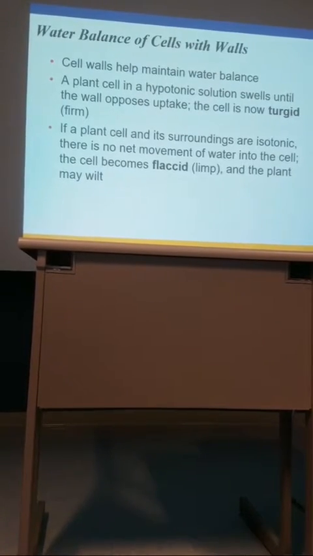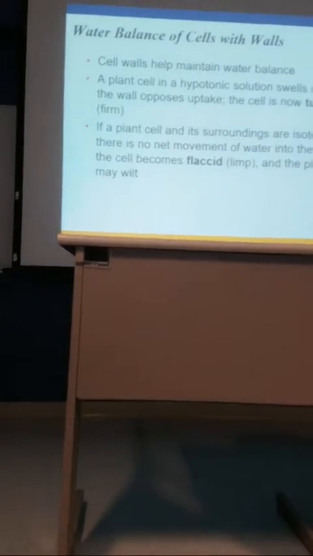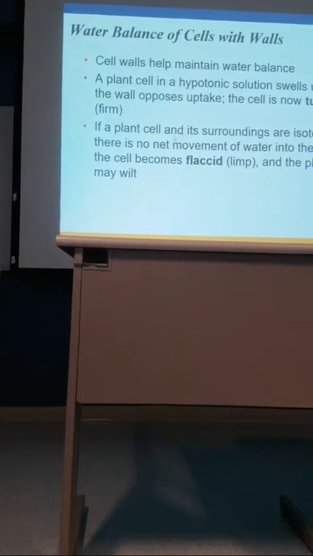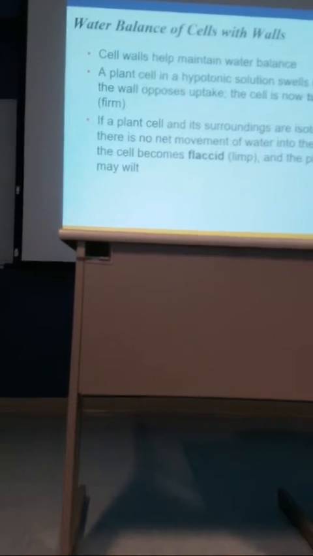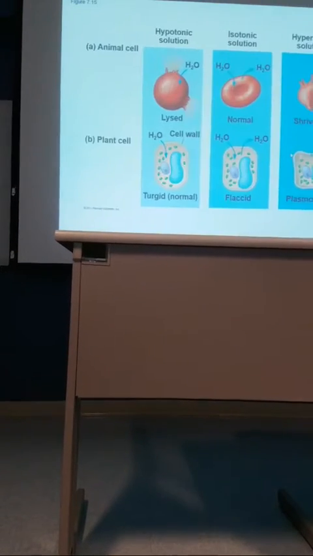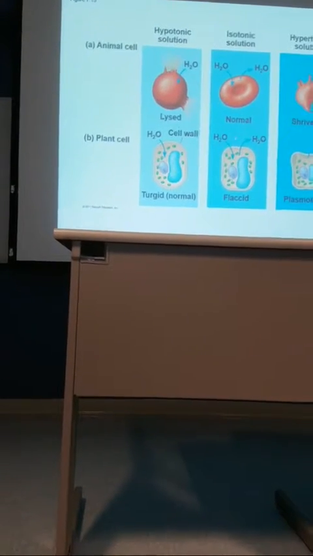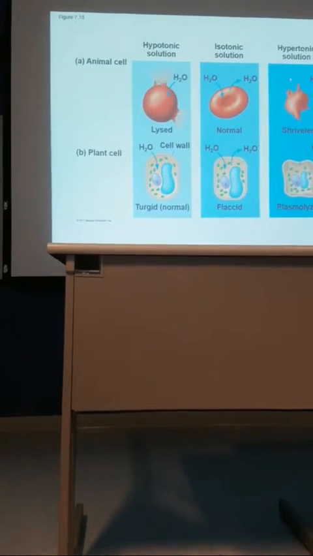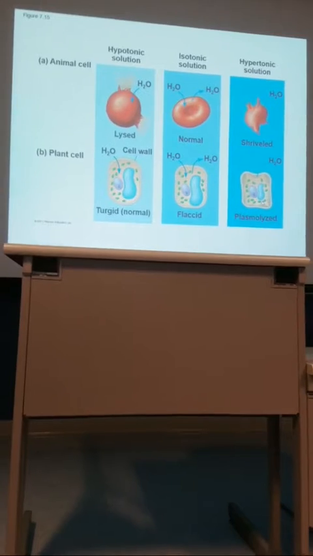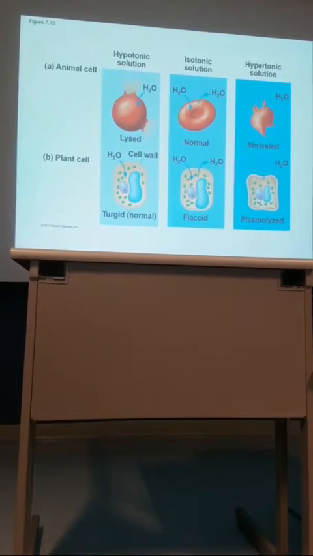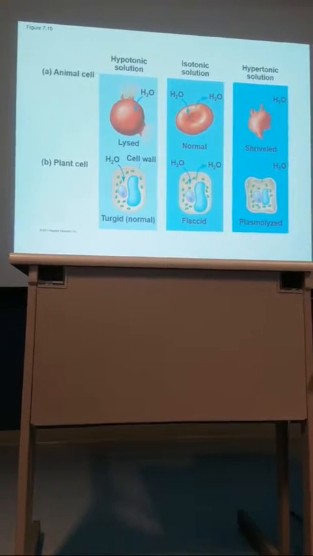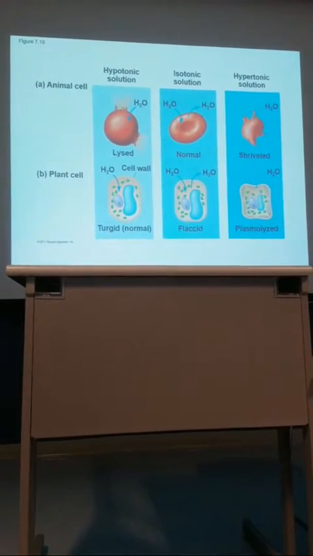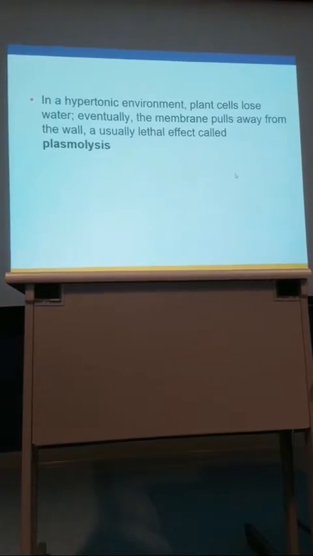Know what turgid and flaccid are for plant cells, whenever the water leaves. If it's in a hypertonic solution, which means water leaves the plant cell, the membrane pulls away from the cell wall. That's called plasmolysis, so remember that.